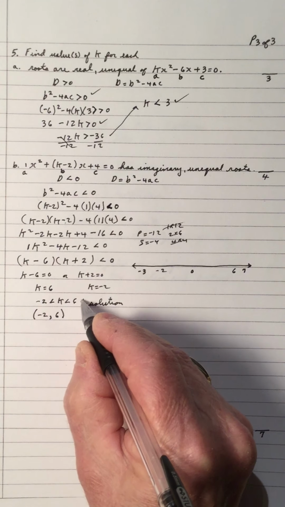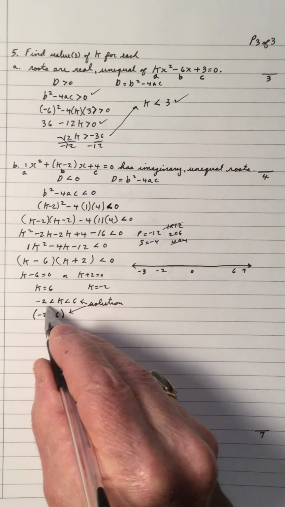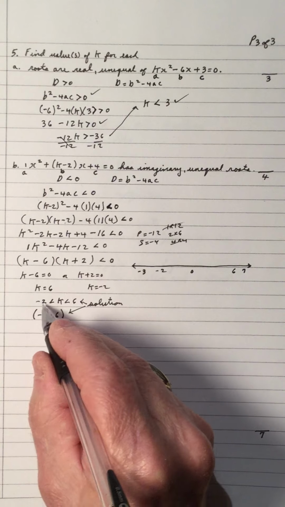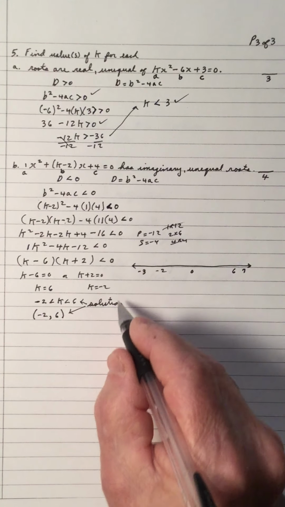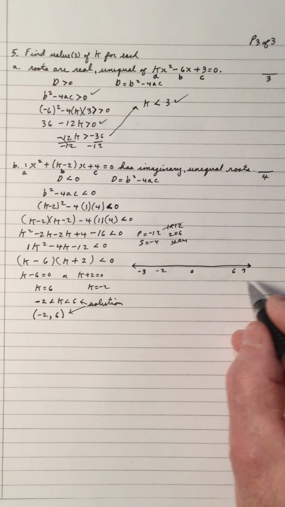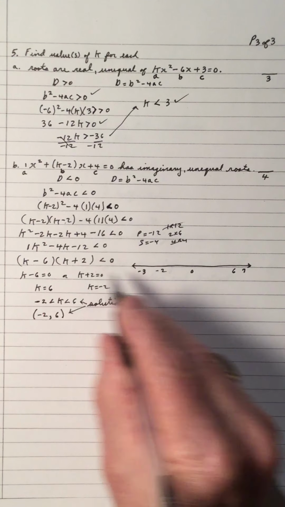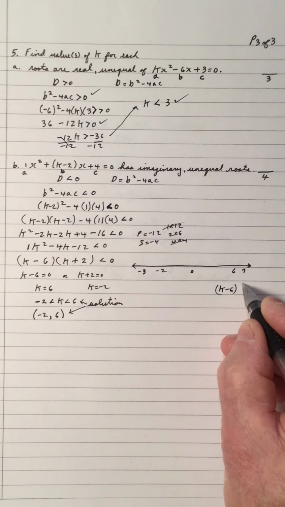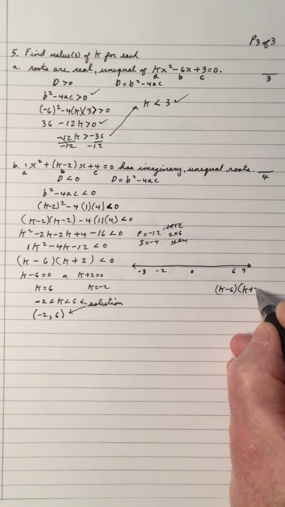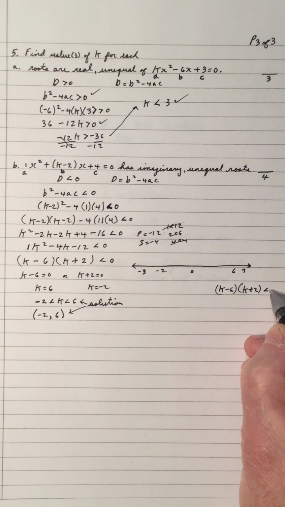That's the solution to the values of k. Either you can write it down as an interval or in bracket notation, interval notation. But let me explain. Let's take this inequality, which is (k − 6)(k + 2) < 0.